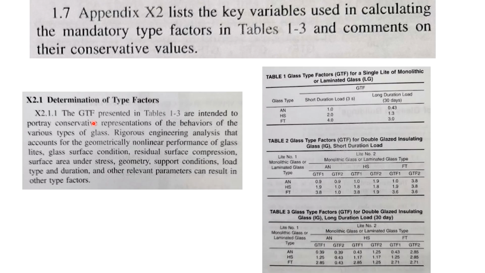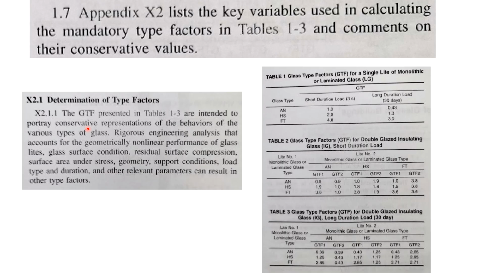The GTF, the glass type factors presented in these tables, are intended to portray conservative representations of the behaviors of the various types of glass. Rigorous engineering analysis that accounts for the geometrically nonlinear performance of glass lights, glass surface condition, residual surface compression, surface area under stress, geometry, support conditions, load type durations, and other relevant parameters can result in other type factors. So we're talking about the glass type factors. The appendix talks about how they determine that.